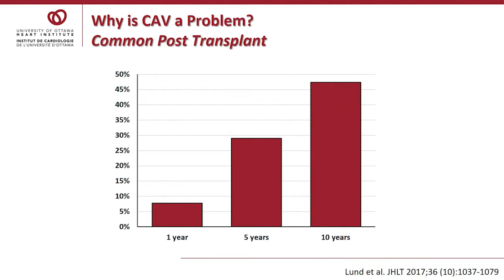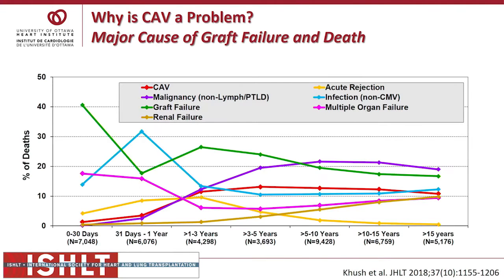It affects 1 in 2 patients by 10 years post-transplant. And to place this into context, the average median survival after transplant is 12 to 14 years currently. It is also the leading cause of graft failure and death after transplant, and this is a figure of the major causes of mortality after transplant.